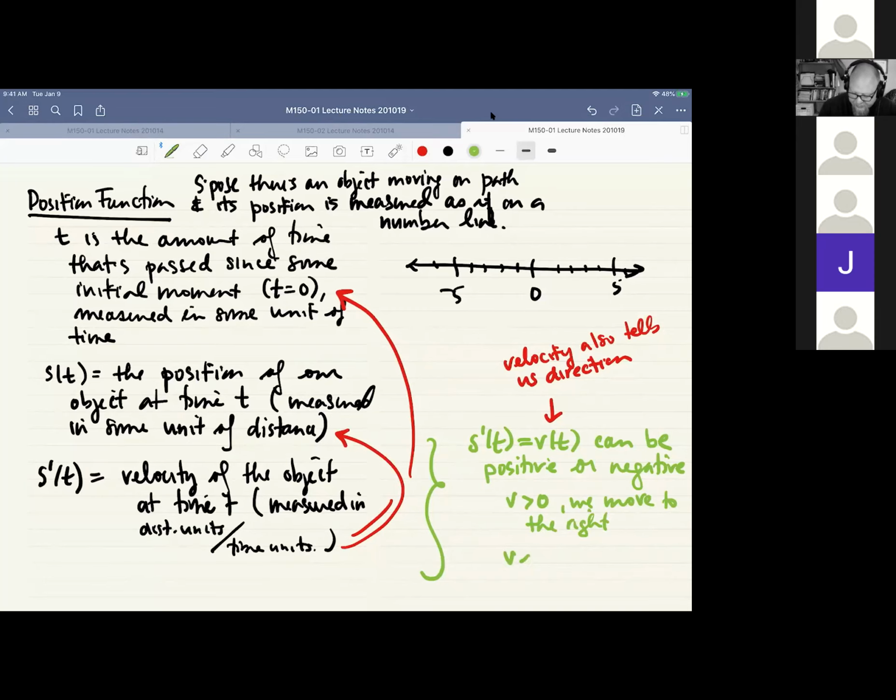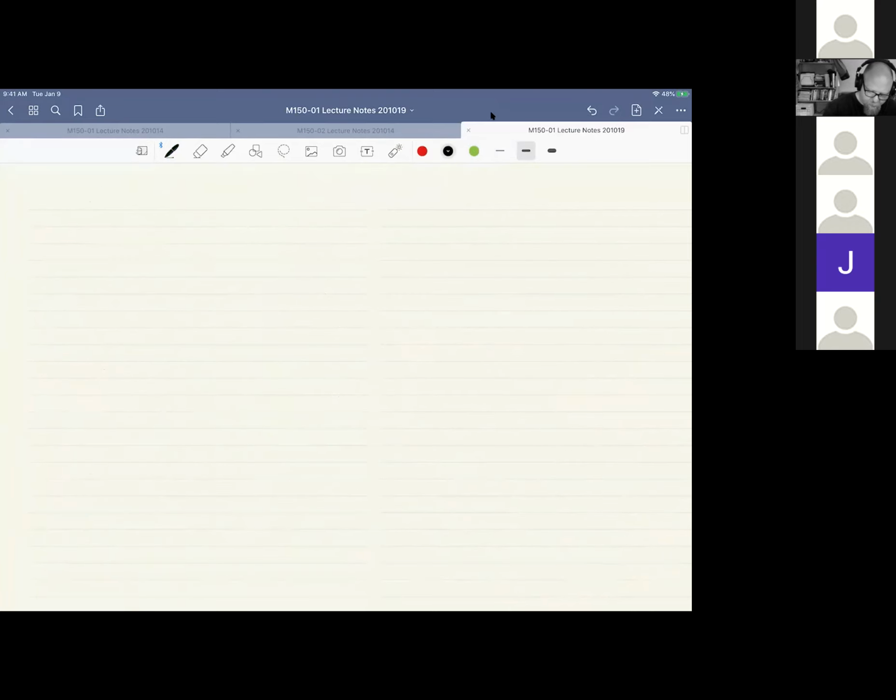When our velocity is negative, we move to the left. And when our velocity is 0, we're stationary. We're not moving at all. So these are important interpretations of velocity. And then I'll just add one more thing.